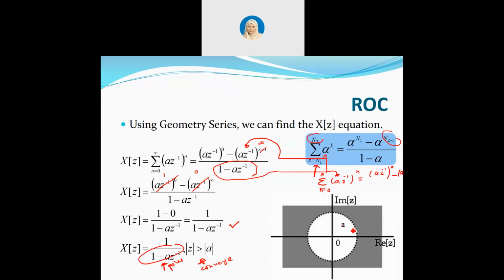So our pole is at A. Let's say A is here. ROC: Z must be greater than A. So our ROC is outward, outward of A, the area on the outside here. All of this is the ROC of our Z transform.